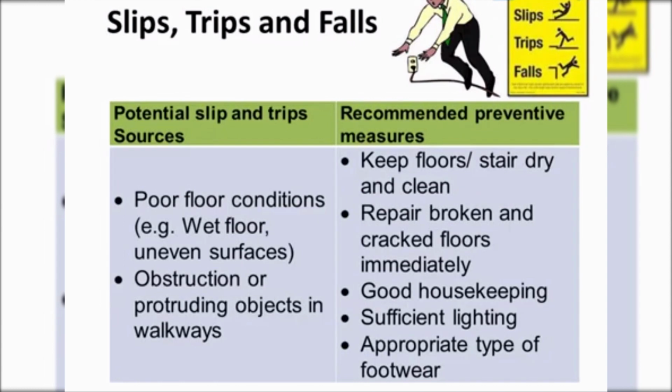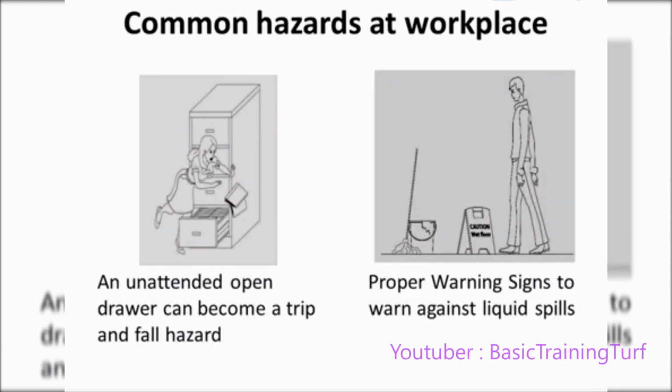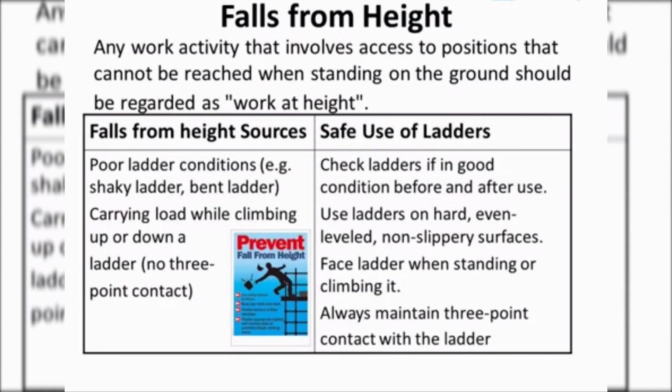Recommended preventive measures. Poor floor conditions, for example wet floor, uneven surfaces. Obstruction or protruding objects in walkways. Keep floors and stairs dry and clean. Repair broken and cracked floors immediately. Good housekeeping. Sufficient lighting. Appropriate type of footwear. An unattended open drawer can become a trip and fall hazard. Proper warning signs to warn against liquid spills, falls from height.